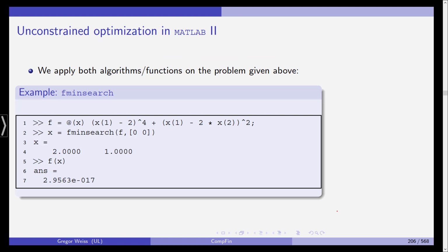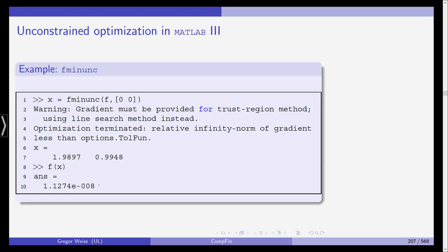Let's first use fminsearch. With fminsearch, we start at (0, 0), and we get 2 and 1. Again, you can see that at the 15th, 16th decimal, you will have a slight rounding error. And the answer for f of x is 2.9 times 10 to the power of minus 17. So it's very, very close to 0, which is acceptable.